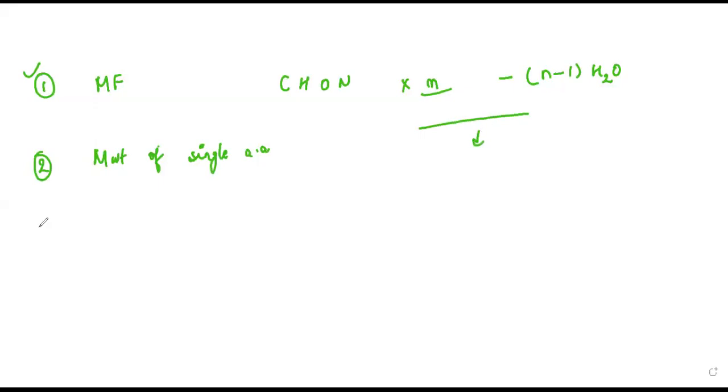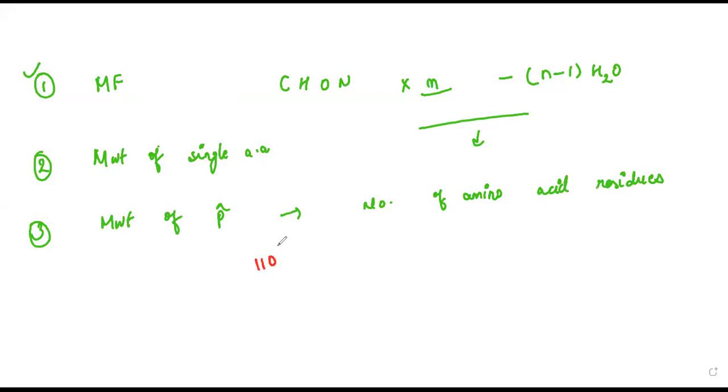And in the third category, the molecular weight of the protein is given and we have to calculate the number of amino acid residues. In this, we are not considering the water molecule separately because in 110, we have included the molecular weight of water also. Is it fine?